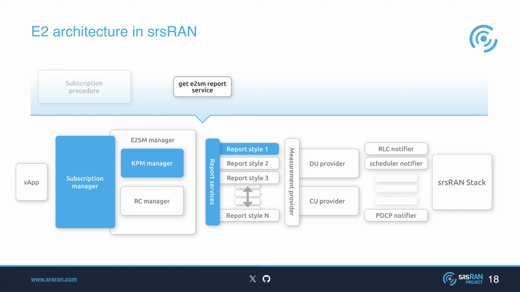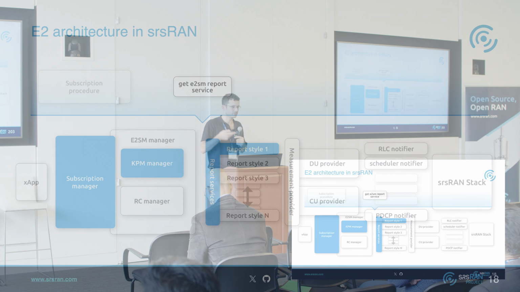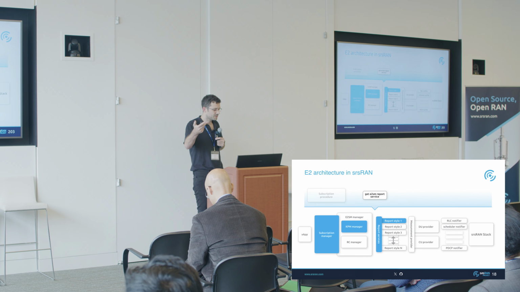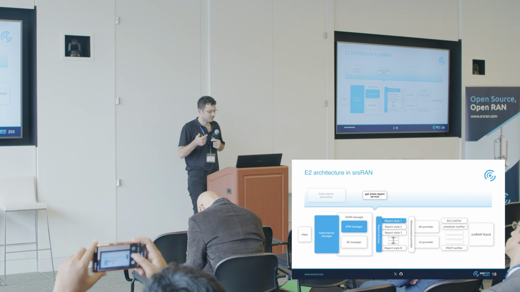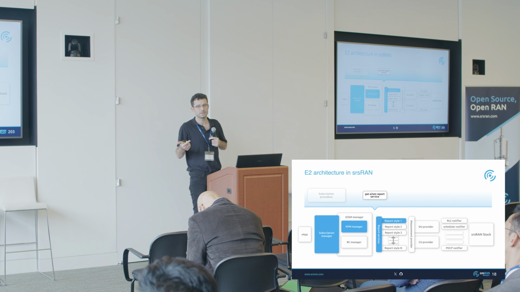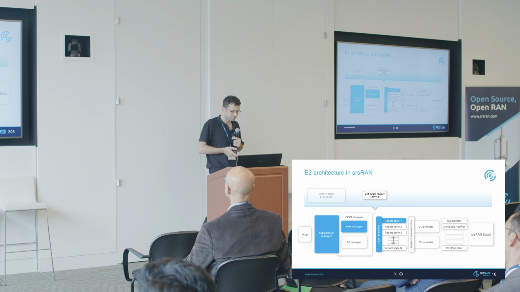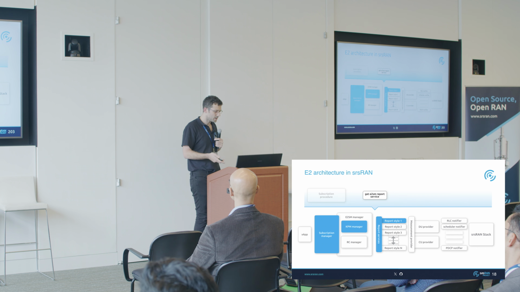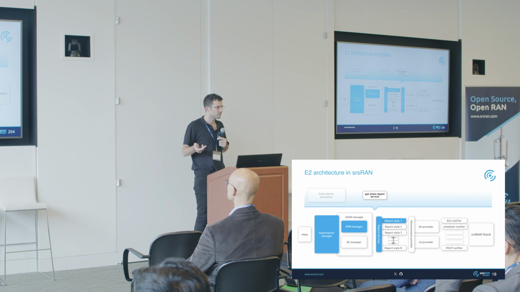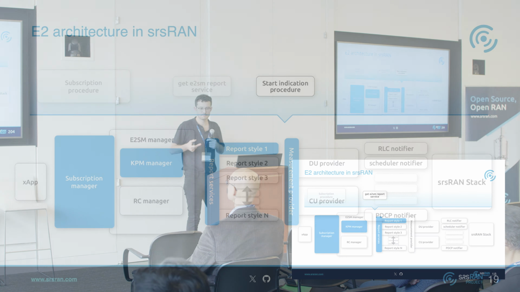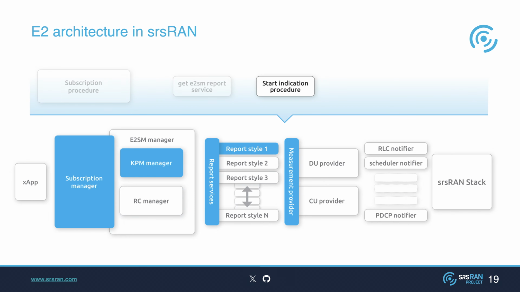In this particular case, an example is doing a report service using the KPM. So we will use the KPM manager to create the report object. The report object can have a number of different types depending on the style, which usually indicates whether you want one UE, all UEs, or UEs that meet a certain criteria. The subscription procedure will be allowed to create that object, and then it will take that object along with the measurements provider, which is the object that actually interacts directly with the metrics coming out of the stack, and pass both of them into an indication procedure.